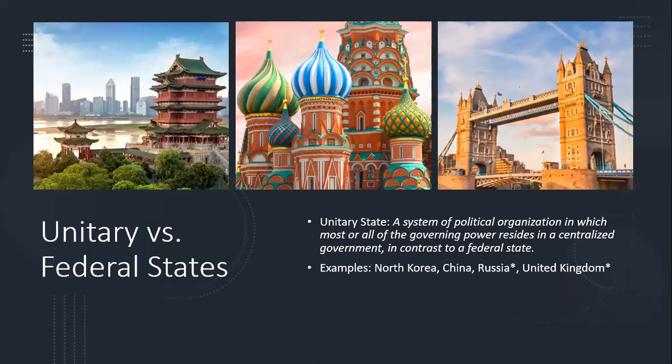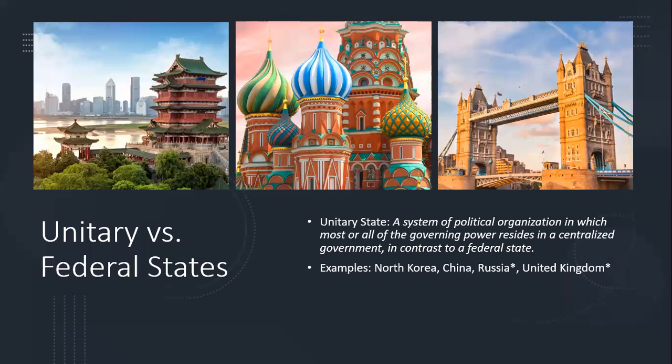Now, these are just a few examples. There's plenty of other unitary states out there, like Cuba is a unitary state. Trying to think what's another unitary state out there. Saudi Arabia is a unitary state. The king of Saudi Arabia has pretty much absolute rule over the people of Saudi Arabia. Thailand is also a unitary state.